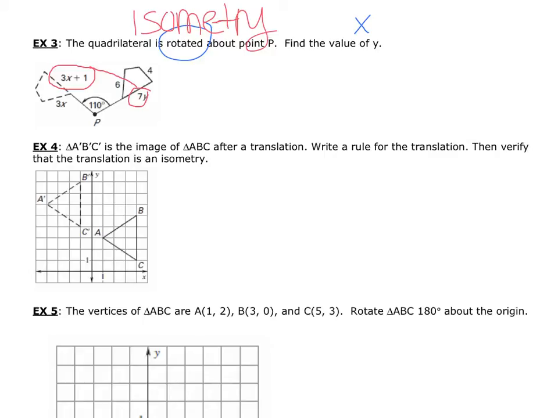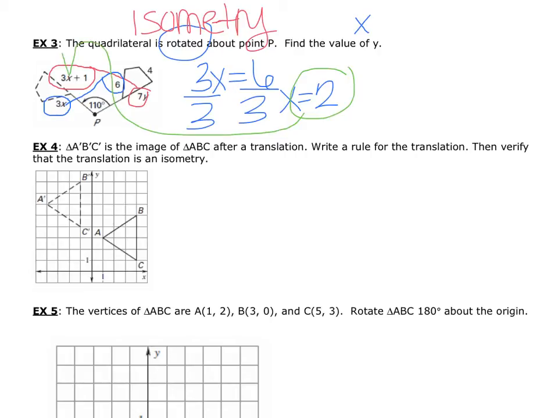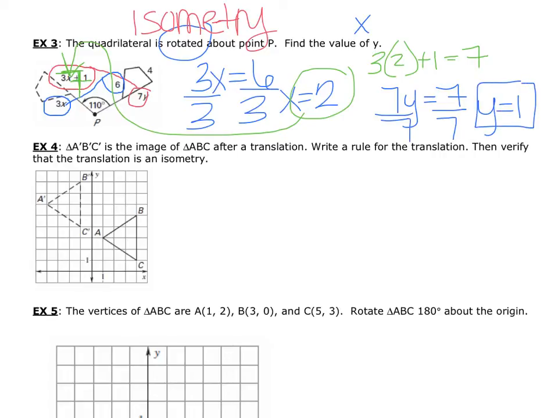So we can't really find y yet because we can't mix the x and y, but I see another x right here, and it corresponds to this side. So I can set up an equation there saying 3x equals 6, and I can solve for x. Now you take that x and plug it back in here, and you have 3 times 2 plus 1 is equal to 7. So this side now is equal to 7, which corresponds to the side that has 7y. So if you divide by 7, your y is 1. And that's all you have to do. Again, this is just testing you to make sure that you realize that these types of transformations are isometries.